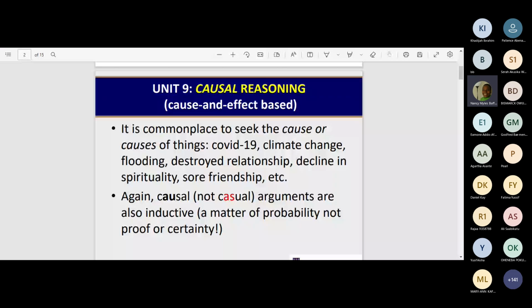Take a decline in spirituality. For some time now, I think I'm not really maturing spiritually. Someone sees this effect and wants to diagnose the possible cause. Is it a boyfriend who came into my life that is doing this, or is it the academic work at the tertiary institution I have entered that is taking a lot of my time and attention, so I'm not having enough time for quiet time? When I'm doing this, I'm trying to reason causally. I'm trying to detect the cause of something.